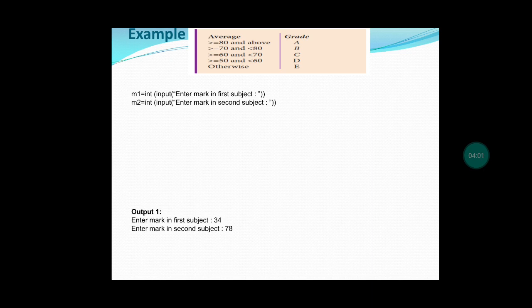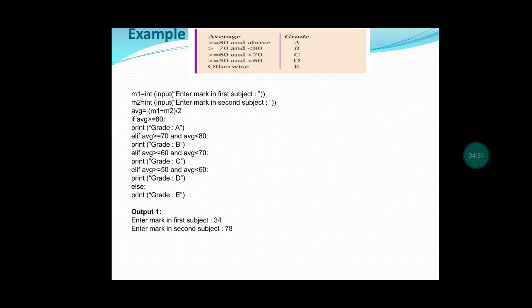Then we are adding these two marks and we are finding the average for that. That is AVG equal to M1 plus M2 divided by 2. That is M1 is 34, M2 is 78. So 78 plus 34 is 112, divided by 2. Then what will be the average? Average is 56. Then if average is greater than or equal to 80, we are getting grade A.